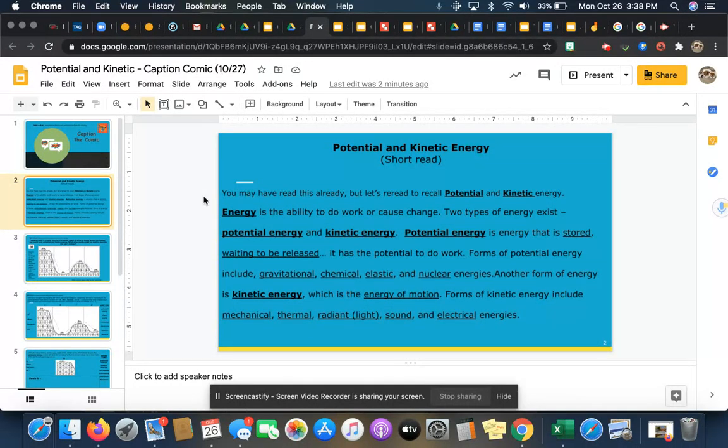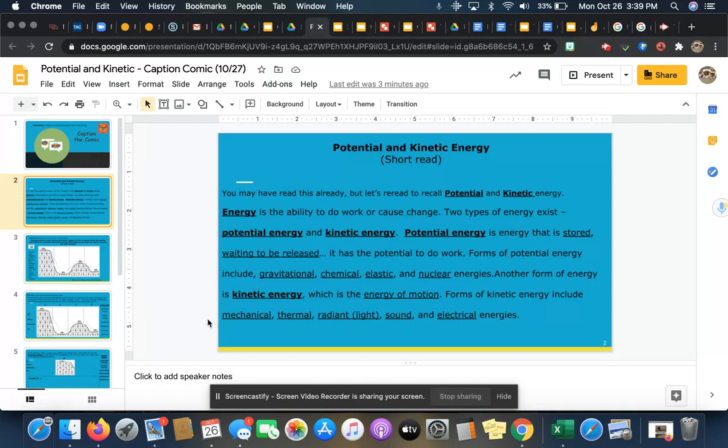Energy is the ability to do work or cause change. 2 types of energy exist: potential energy and kinetic energy. Potential energy is energy that is stored, waiting to be released. It has the potential to do work. Forms of potential energy include gravitational, chemical, elastic, and nuclear energies. Another form of energy is kinetic energy, which is energy in motion. Forms of kinetic energy include mechanical, thermal, radiant, which is also light, sound, and electrical energies.